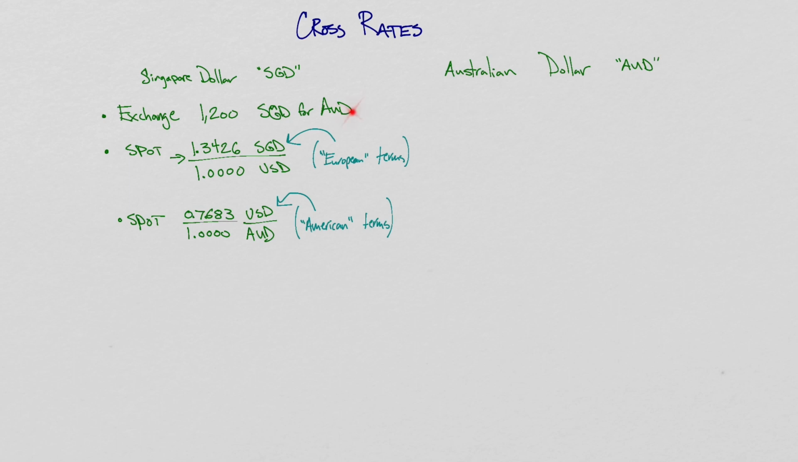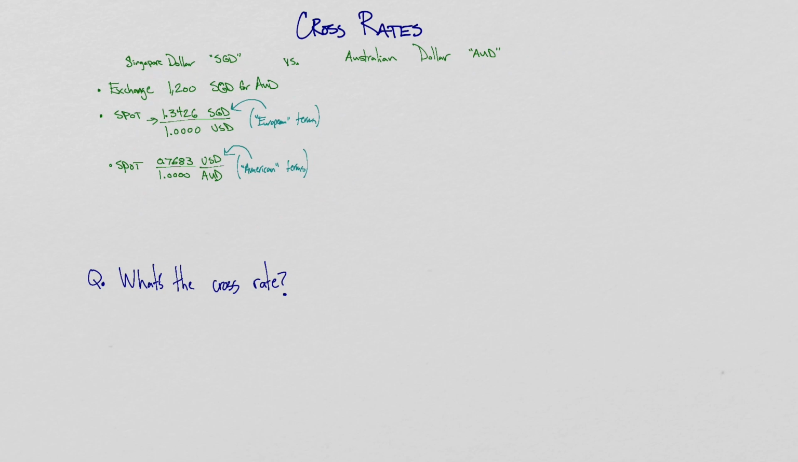So here are our 3 parameters. Basically, we have 1,200 Singapore dollars. We want to convert them to Australian dollars. And we have these 2 currencies as referenced as against the US dollar. And so ultimately what we're asking is, what's the cross rate between the Singapore dollar and the Australian dollar? And to do that, we can use a formula.